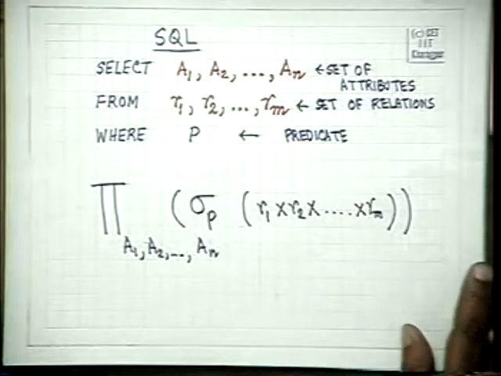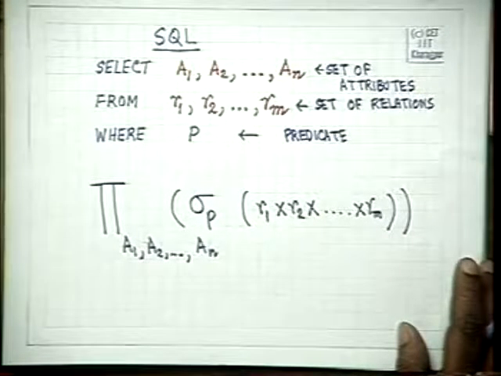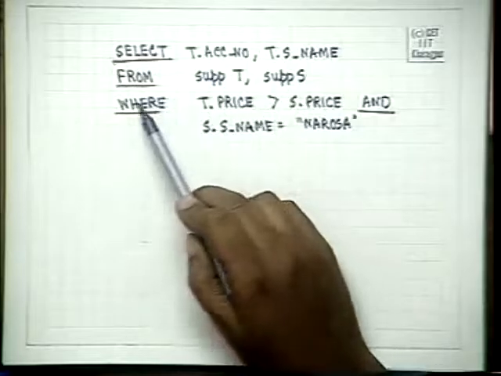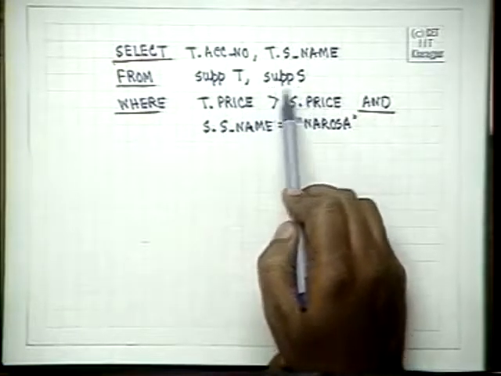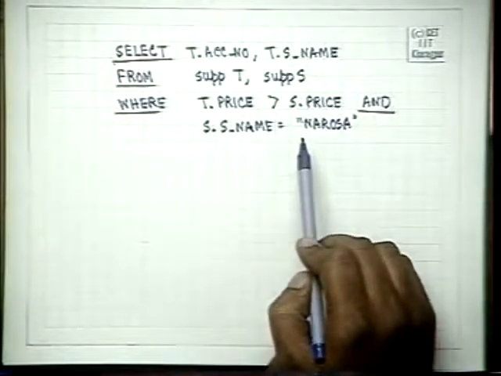We have seen several simple examples of these, and among them we saw how to select out attributes, how to do a natural join, and how to rename variables so that we can do a natural join or combine the same relation using different names. We shall continue with those examples, and bring back the example which we were doing last. The example was select t dot accession number, t dot s name from sub t, sub s, where t dot price is greater than s dot price and s dot s name is equal to Narosa.